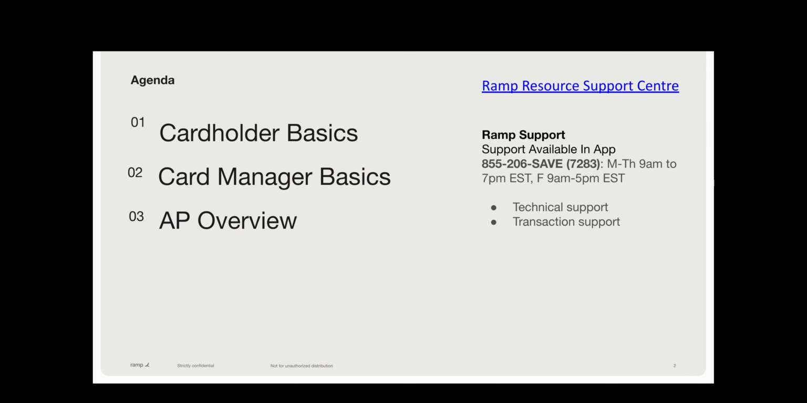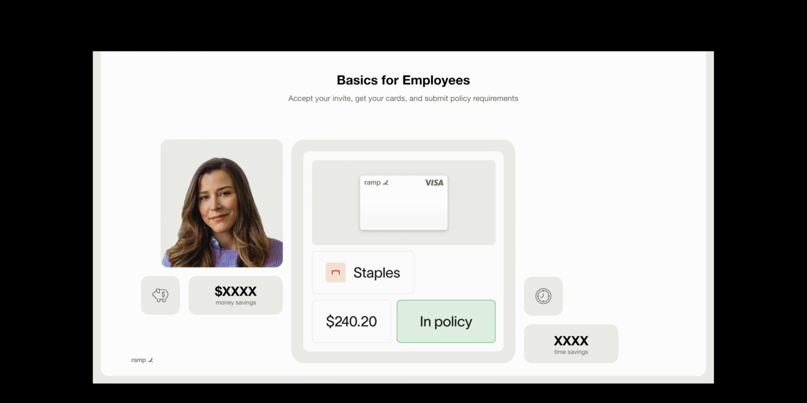Today we'll be covering cardholder basics, card manager basics, as well as a brief AP overview. As a cardholder in RAMP, you have access to RAMP support. Support is available for you in application as well as by contacting the number listed on the screen. And support is there for you for anything technical support or transactional support related. For any specific questions in regards to your own limits or spend controls, please reach out to your own finance team. So let's get started on basics for employees.